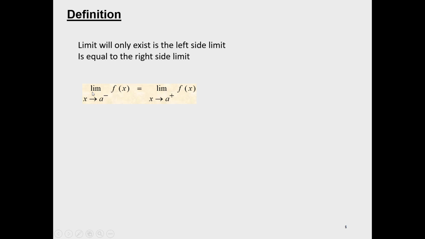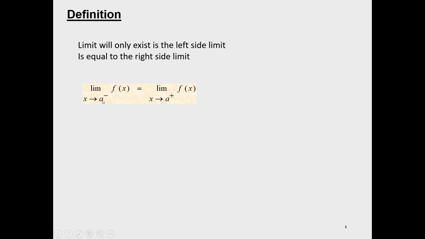Limit as x approaches a from the negative side. Here we had 3 in our example. We had 3 minus. Here we had 3 plus. So this is how we write in general. x approaches a from the negative side, right? This a is not any ordinary variable. This is basically a number. So any number would go here.